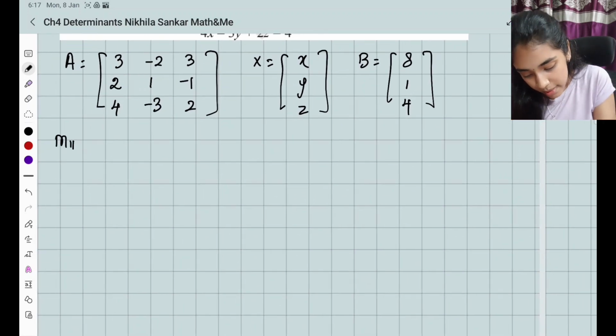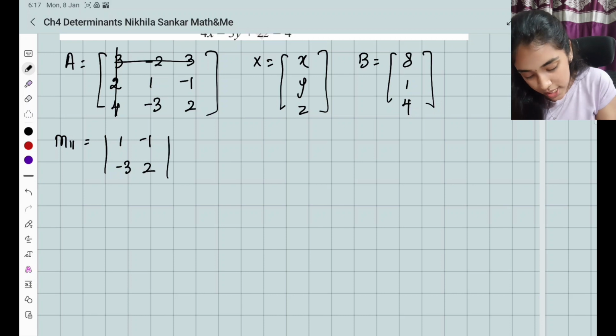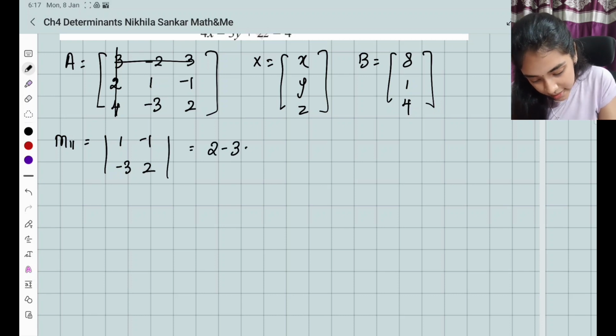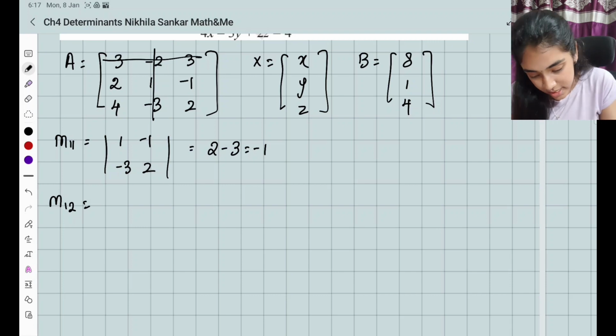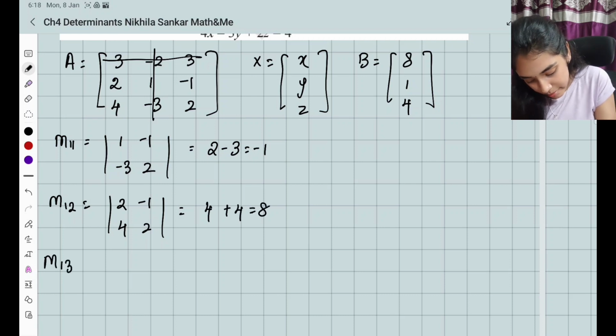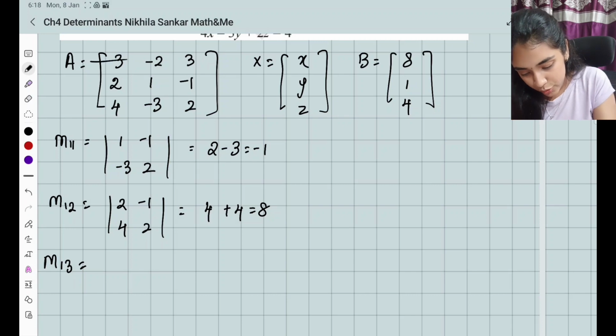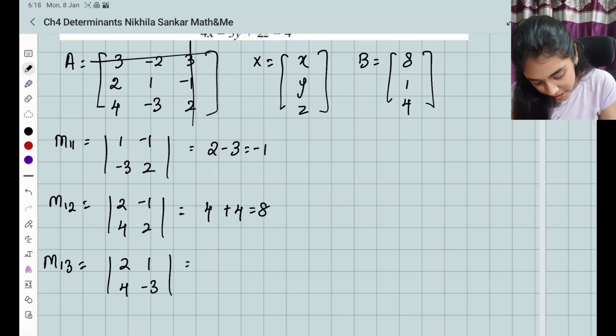I need to find the minors. So M11 equals, now I have to hide this and this. So I'll be left with 1, minus 1, minus 3, 2. So this is going to be 2 minus 3 which is minus 1. Then M12 equals, I need to erase this and this. So I'll be left with 2, minus 1, 4, 2. So this is going to be 2 2s are 4 minus of minus 4 which is plus 4. So 8. Then M13 equals, I have to hide this and this. So I have determinant 2, 1, 4, minus 3. So this is going to be 3 2s are minus 6, minus 4. So this is minus 10.